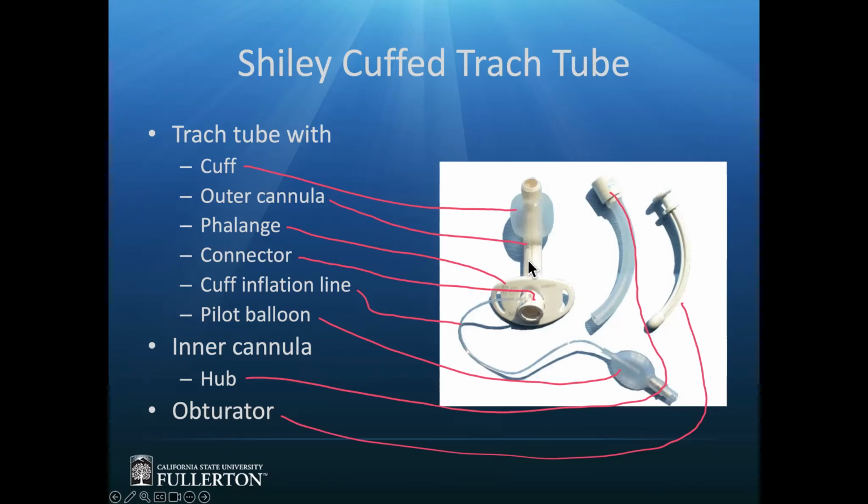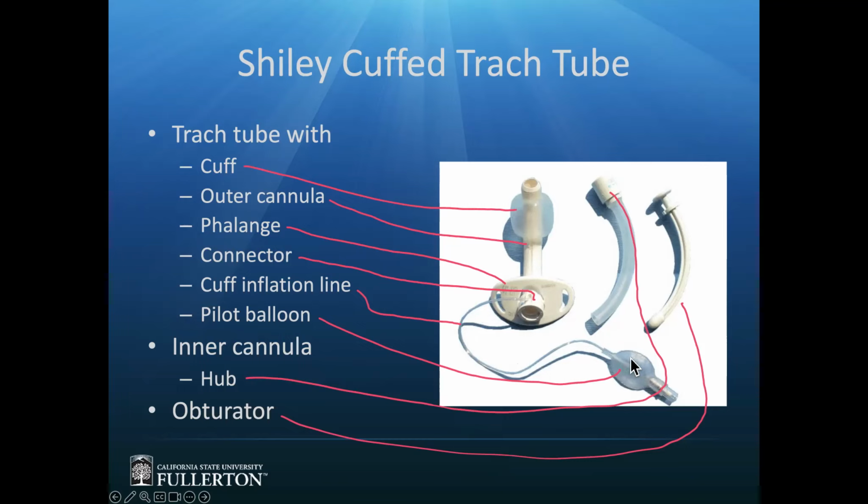So we have the inner cannula, the outer cannula, and then on this particular one, we have the cuff. The cuff is a little balloon, which you also saw on the endotracheal tube, that can be inflated. And here is the connector line that inflates it. You can see it's a very small diameter line.